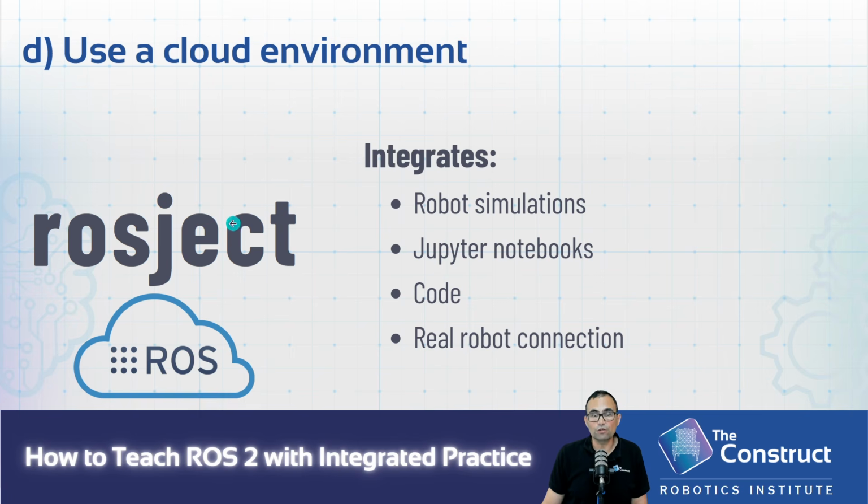And in the cloud, what we use is what is called a ROSject. A ROSject is a ROS project that packages all those things that I have mentioned: the simulations, the Jupyter notebooks, the code, and the connection to real robots also, to your robots or to our robots. We provide some robots, but you can connect your robots, a very simple process. So that's what integrates all the things.